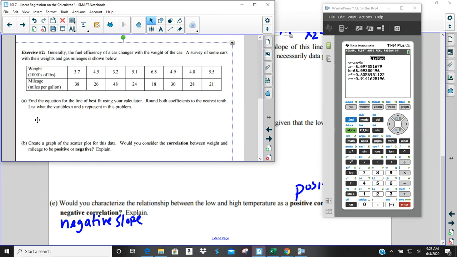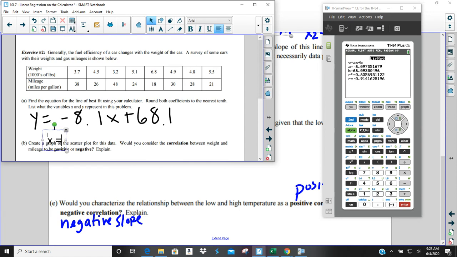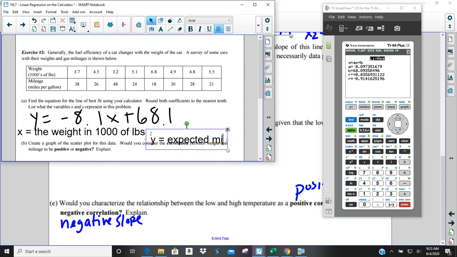So first thing I'm going to do is y equals negative. Make sure you do that negative. 8.1, that's what it rounds to, x plus 68.1. Okay. Now, what does the x value represent? x equals the weight in thousands of pounds, right? And y is the expected mileage, miles per gallon.